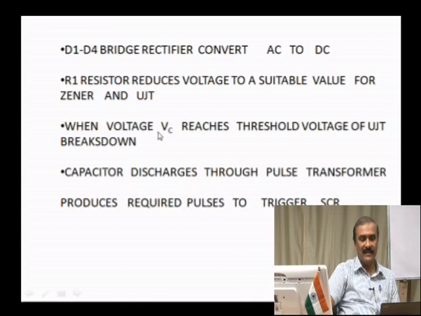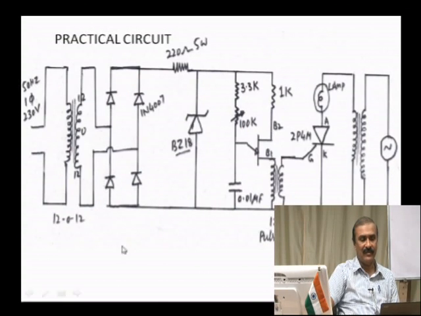When voltage VC reaches the threshold voltage of the UJT, it breaks down. So, you know the threshold voltage of UJT, that means the PN junction point of the UJT has to reach the threshold voltage, that is the peak point. The capacitor discharges through the pulse transformer and produces the required pulse to trigger the SCR. So, these are the descriptions given to understand the concept of UJT firing. Of course, this is the practical circuit drawn for you to understand how to rig up this circuit.